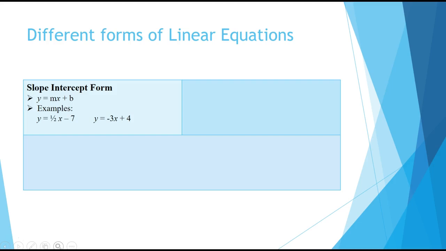One reason that this form is so popular is because it is easy to look at the equation and tell right away what the slope is. So in this case, respectively, the slope is 1/2 and the slope is negative 3.